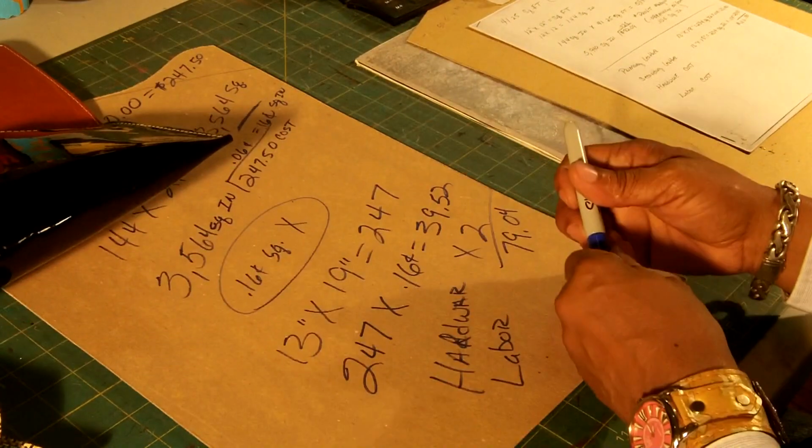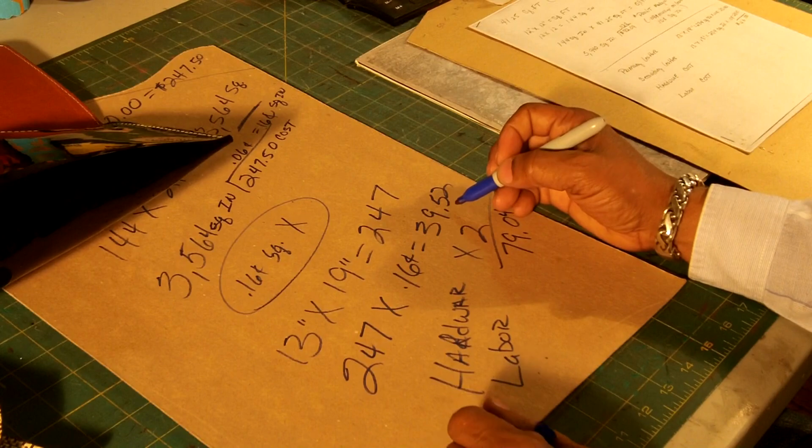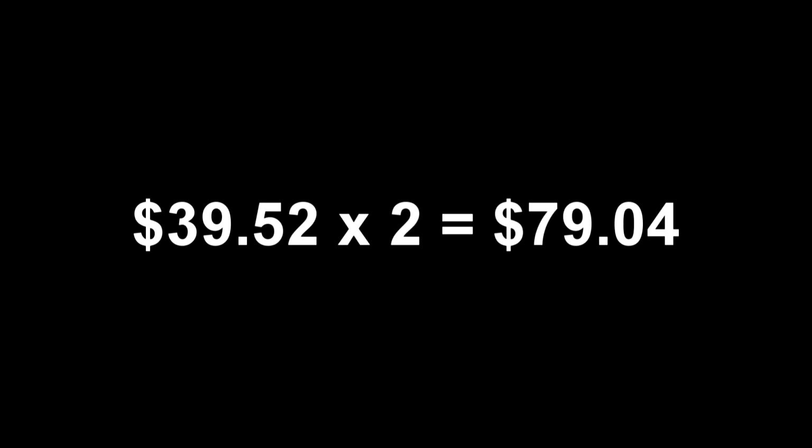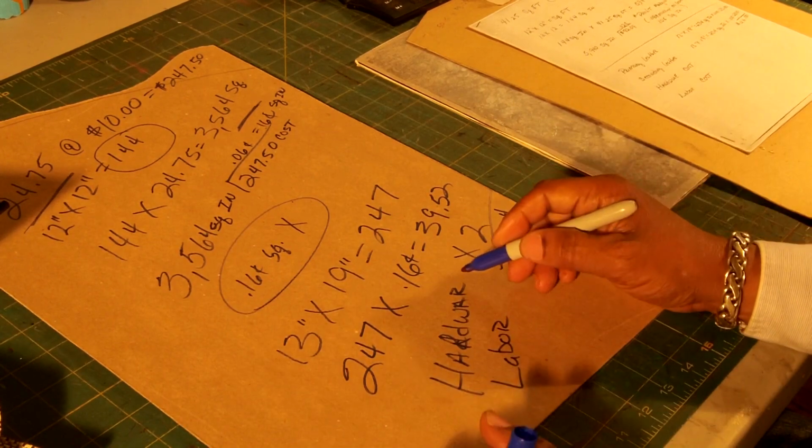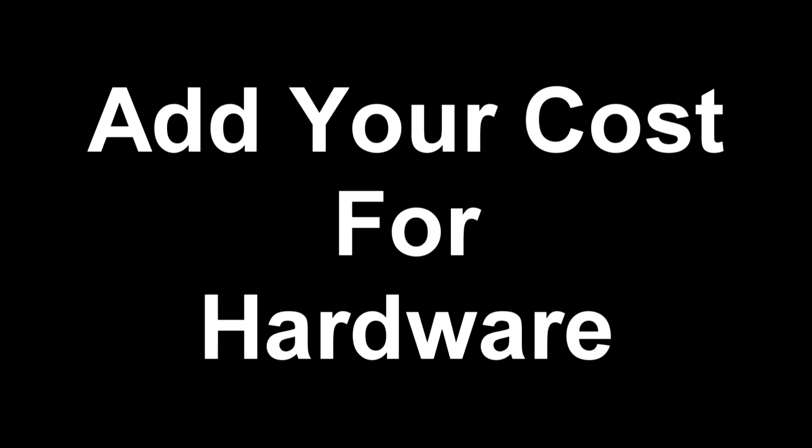If you take $39.52, you multiply that by 2, that's going to give you $79.04. So that is what we need to charge for the leather. It's $79.04. Now that does not include the hardware. So we're going to add in the hardware cost. And then one of the hardest things for people to do is figure out how much they want to charge for their labor.